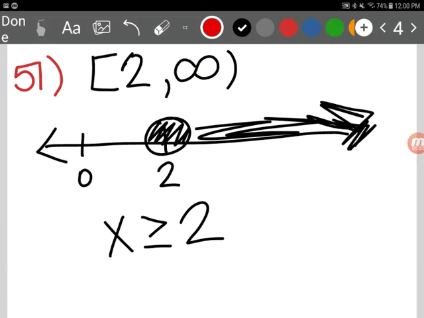I started at 2, but it went on to infinity. So only one number should be shown on my inequality. X is greater than or equal to 2. So if you look at the graph and look at the inequality, it makes sense. The first part, which is brackets 2 comma infinity, is my interval notation. The second part is my graph. And the third part is my inequality.